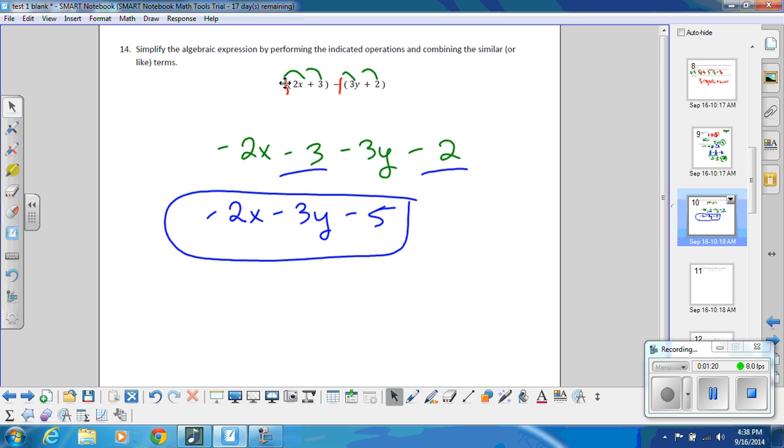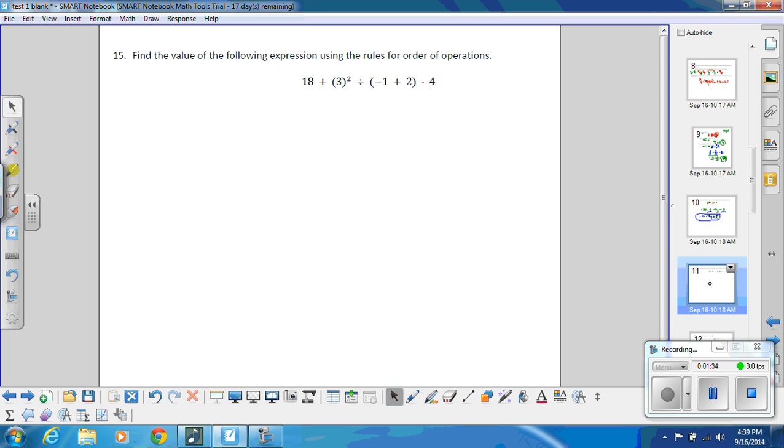You can't put 5 and then minus 2x. It's a negative 5, okay? You got to be careful. So as long as the sign in front of that number comes along with it, you're good. All right, let's look at the next one.